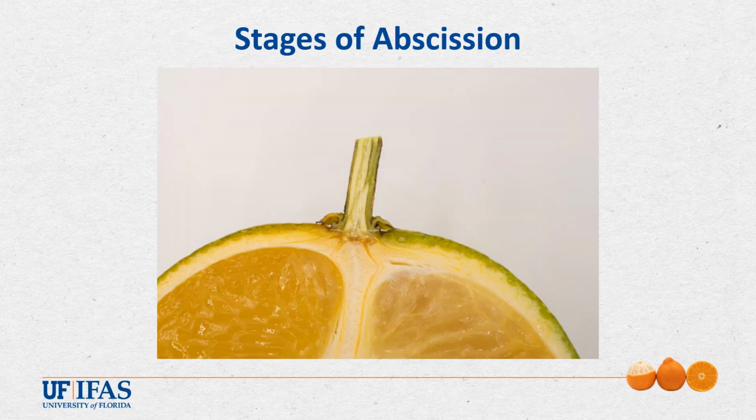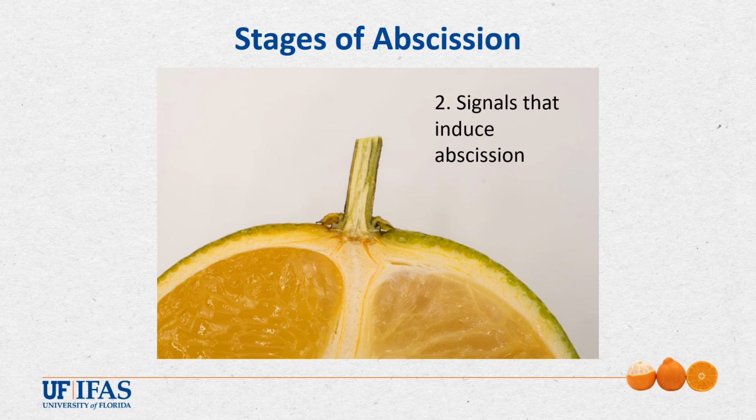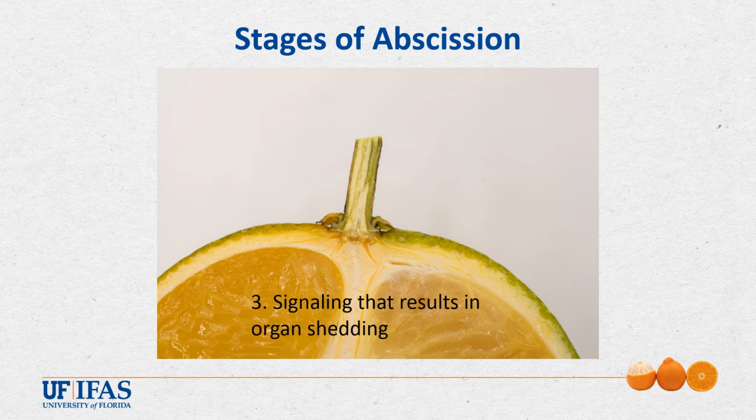There are multiple physiological stages of abscission that can be summarized into 3 steps. Step 1, the differentiation of the separation zone. Step 2, the signals that induce abscission, such as environmental or developmental signals. And Step 3, signaling that results in the fruit separating from the tree.